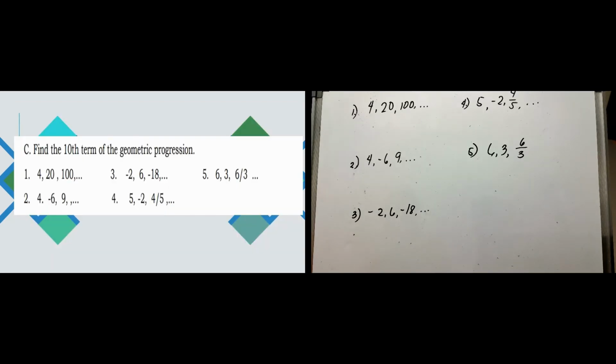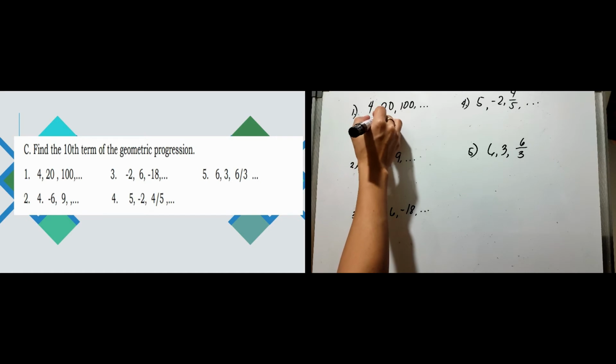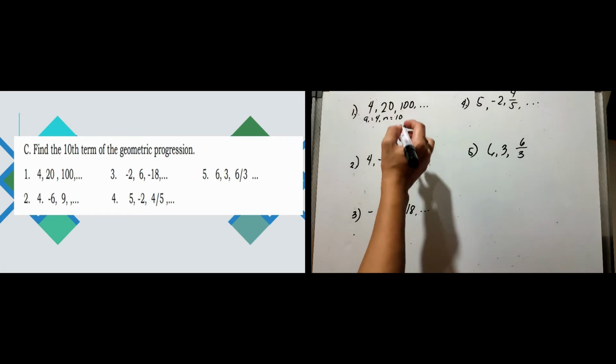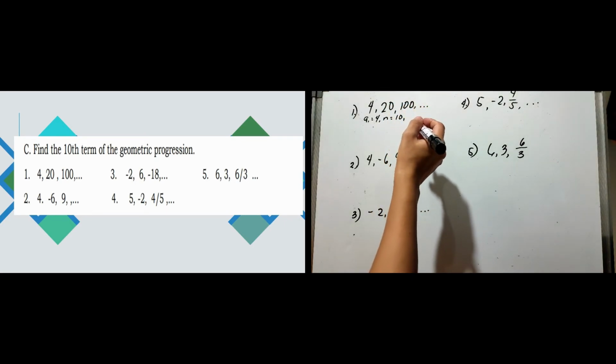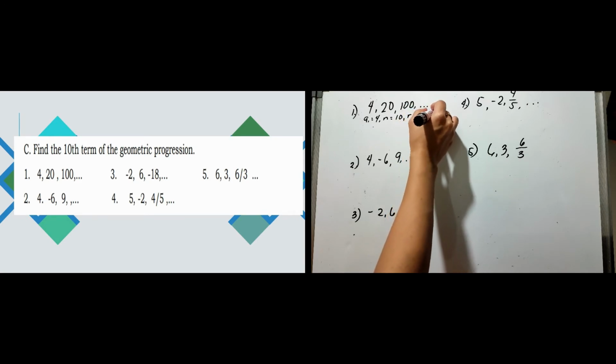Okay, so let's have the next activity wherein we need to find the 10th term of the geometric progression. In here, I will just give you 2 examples. Let's have number 1. We have 4, 20, 100, and so on. So let's have first the given. A sub 1 is 4. The number of terms is 10, since we need the 10th term. And then the common ratio is 20 divided by 4, which is 5.